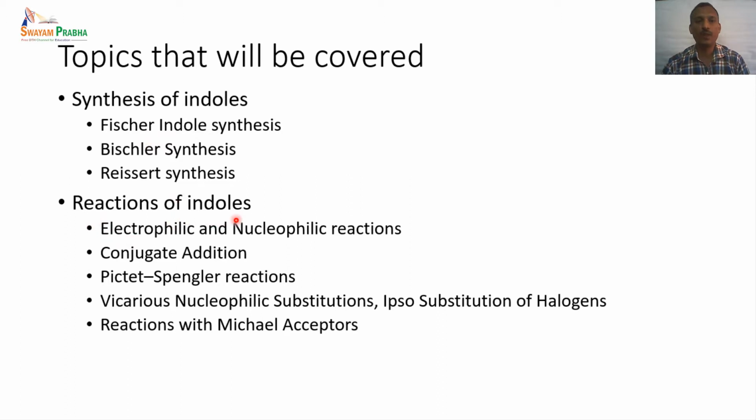Then we will be studying about reactions of indole. Here we will be mainly focusing on electrophilic and nucleophilic reactions, conjugate addition reactions, Pictet-Spengler reactions, vicarious nucleophilic substitution, ipso substitution of halogens, and reactions with Michael acceptors.